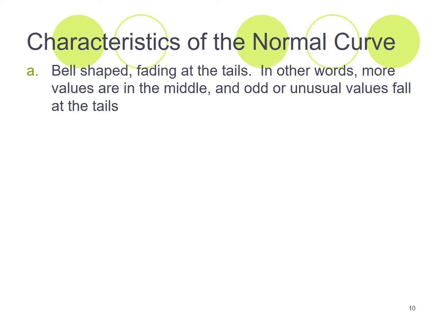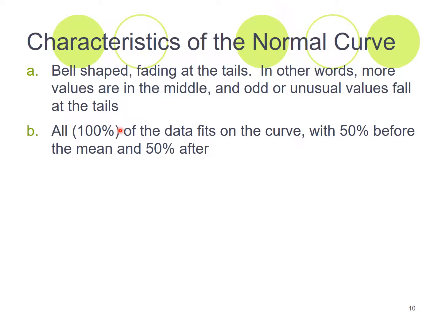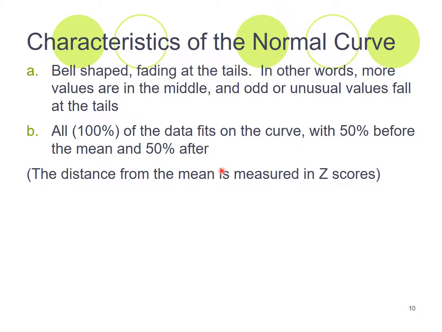Okay, characteristics then of the normal curve. Bell-shaped, fading at the tails. In other words, more values are in the middle and there are fewer odd or unusual values in the tails. 100% of the data fits on the curve, with 50% before the mean and 50% after. In other words, it's symmetrical. The distance from the mean is measured in Z-scores.